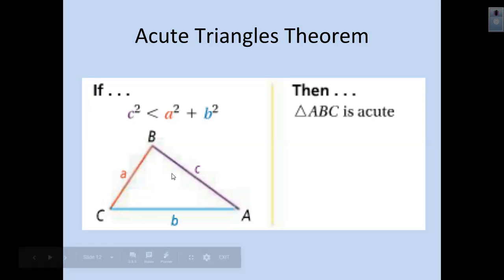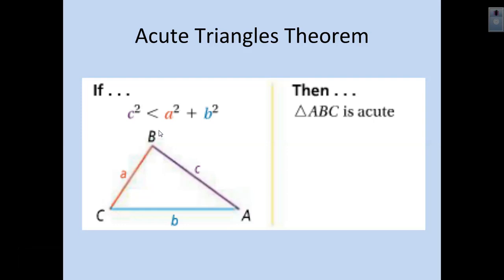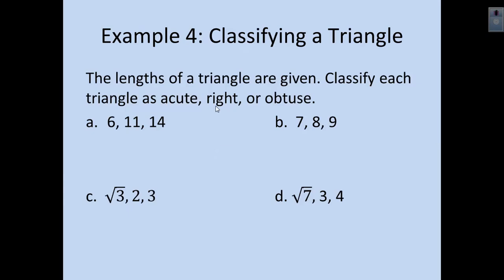So everything comes down to the hypotenuse. If it's equal to a squared plus b squared, it's a right triangle. If the hypotenuse is greater than a squared plus b squared, it's obtuse. And if it's less than, it's acute. So let's take a look at some examples. Here we have 4 different triangles. Each one has 3 sides. We're going to set it up and see what type of triangle it is. So let's take a look at the first one together.